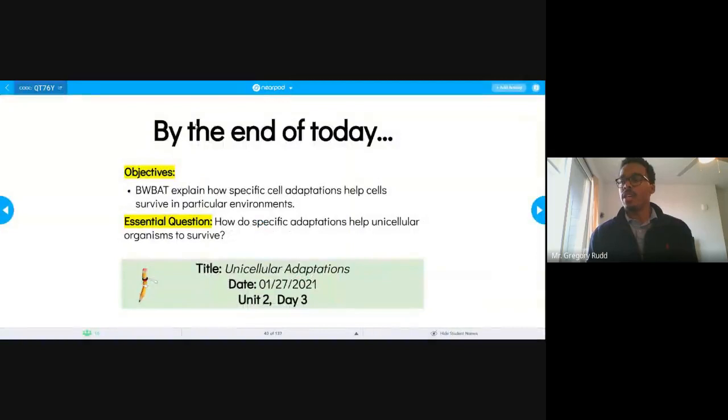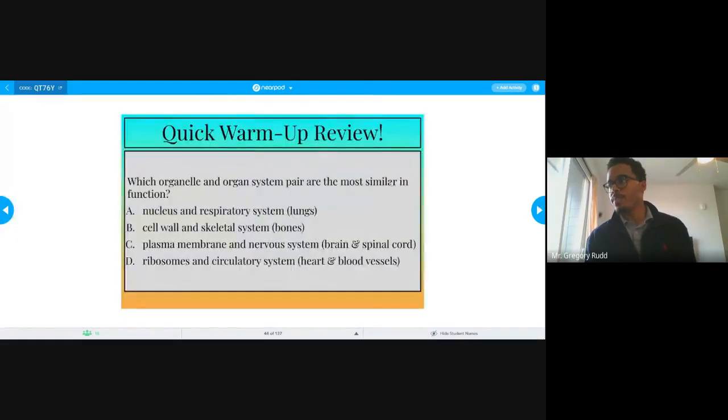All right, so our objective today is to be able to explain how specific cell adaptations help cells survive in particular environments. The essential question: how do specific adaptations help unicellular organisms to survive? So again, by the end of this lesson, we should be able to answer that question. And I expect that we will. We're going to introduce five adaptations. I think there are some easy ways to remember what these adaptations are and to file them away and kind of memorize them, even though they're odd words.